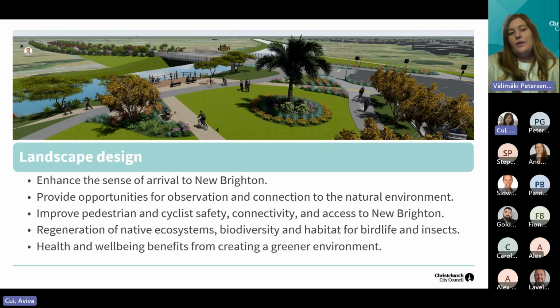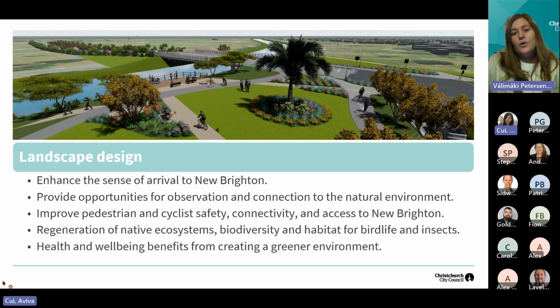Down the centre of the median, we've proposed Pahutukawa trees, which are an iconic coastal and very recognisable tree that will celebrate your entrance to the coastal environment of New Brighton. Although they're not native to the South Island, they are suitable for the saline soils and the coastal conditions of this area.